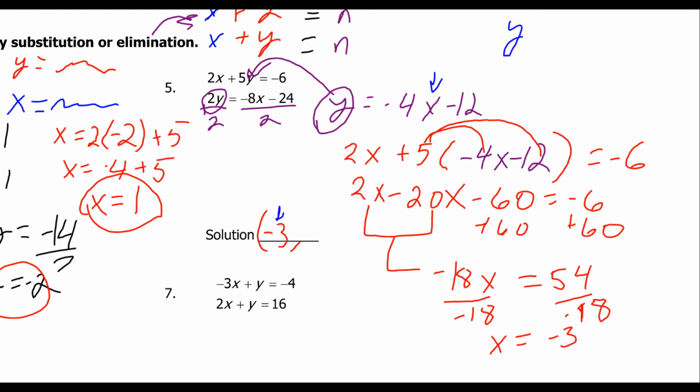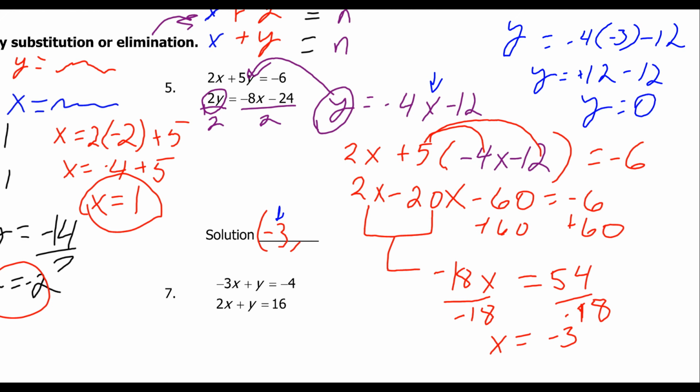So we got y equals negative 4 times negative 3 minus 12. So we got y equals positive 12 now, because we did negative 4 times negative 3, negative times negative, positive. We minus 12 from both sides, and y equals 0. So we go ahead and plop our 0 there.